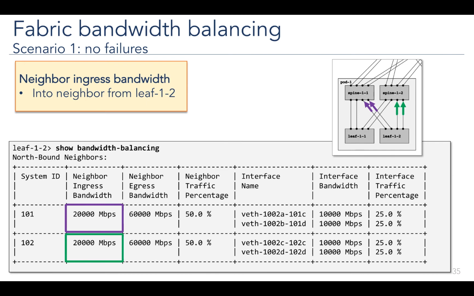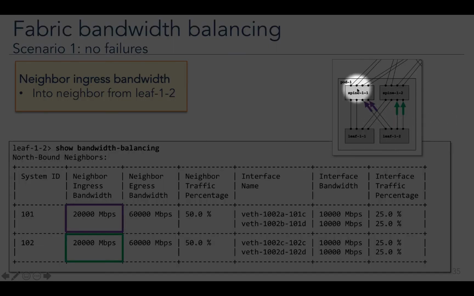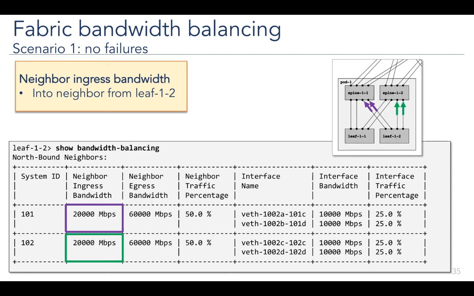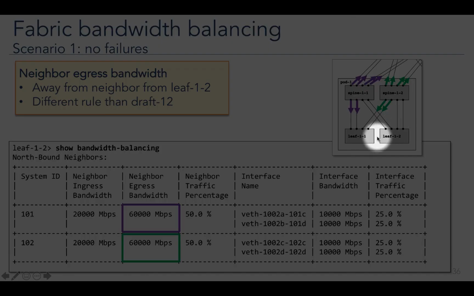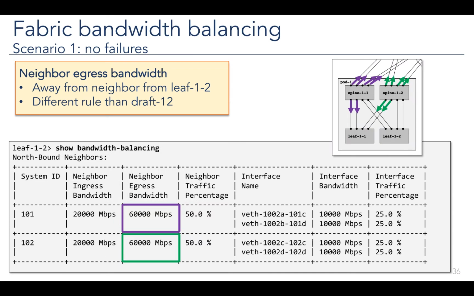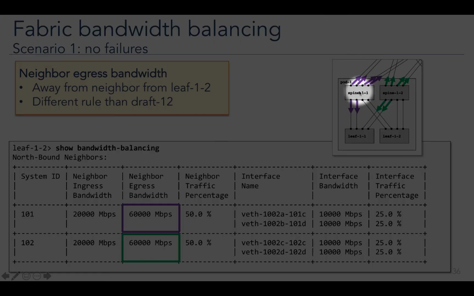This corresponds to the amount of bandwidth from leaf11 to spine11. Similarly, from the perspective of leaf12, neighbor spine12 has an ingress bandwidth of 20 gigabits per second as well. From the perspective of leaf12, neighbor spine11 has an egress bandwidth of 60 gigabits per second. This corresponds to the total amount of bandwidth that leaves spine11 to any neighbor except back to leaf12. Similarly, from the perspective of leaf12, neighbor spine12 also has an egress bandwidth of 60 gigabits per second.